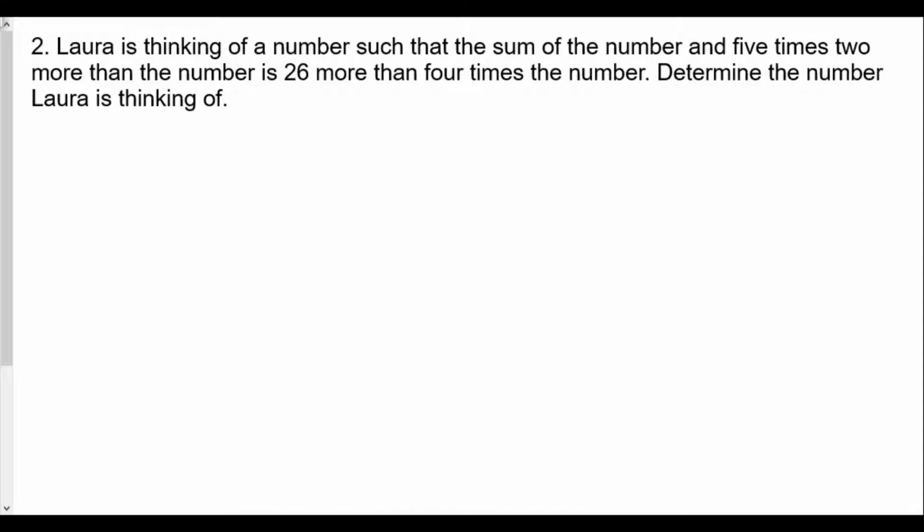So Laura's thinking of a number such that the sum of the number and 5 times 2 more than the number is 26 more than 4 times the number. Wow. That is a lot of words here. So thinking of a number, first off, we're going to create a let statement, and the let statement allows us to organize things. So let n equal the number. Okay, so that's the idea of creating a variable.